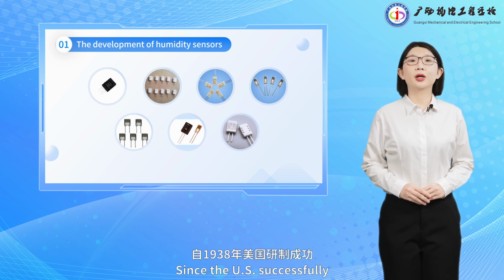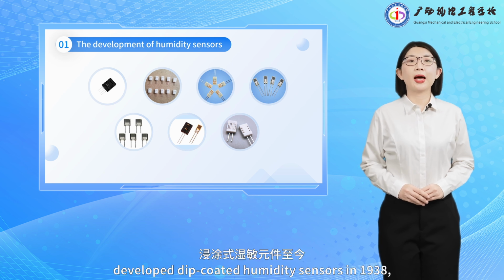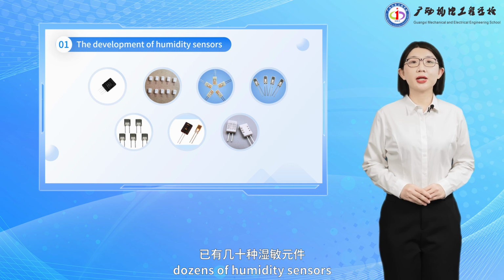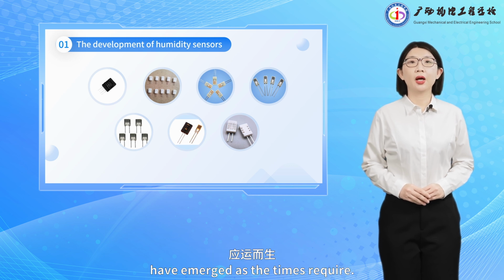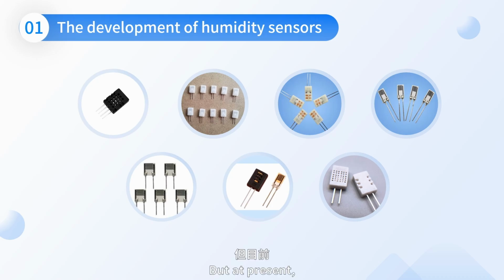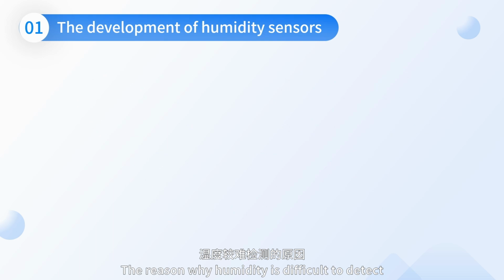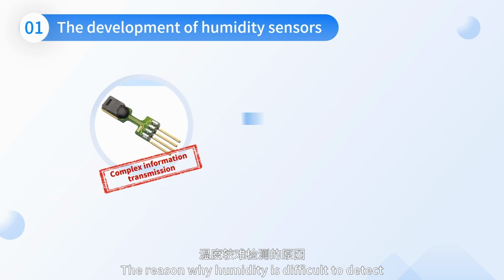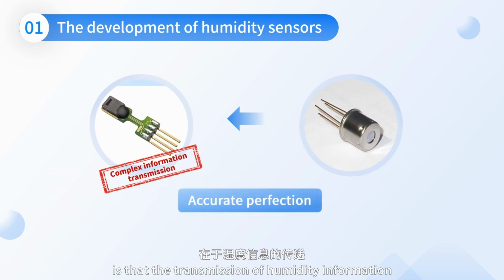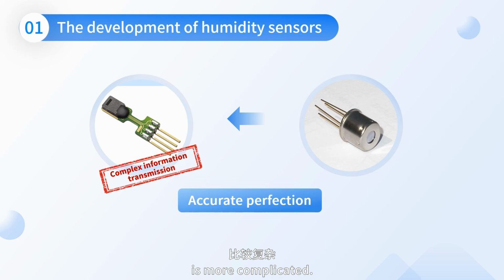Since the US successfully developed dip-coated humidity sensors in 1938, dozens of humidity sensors have emerged as the times require. But at present, the research of humidity sensor technology is far less accurate and perfect than that of other sensor technologies such as the temperature sensor. The reason why humidity is difficult to detect is that the transmission of humidity information is more complicated.